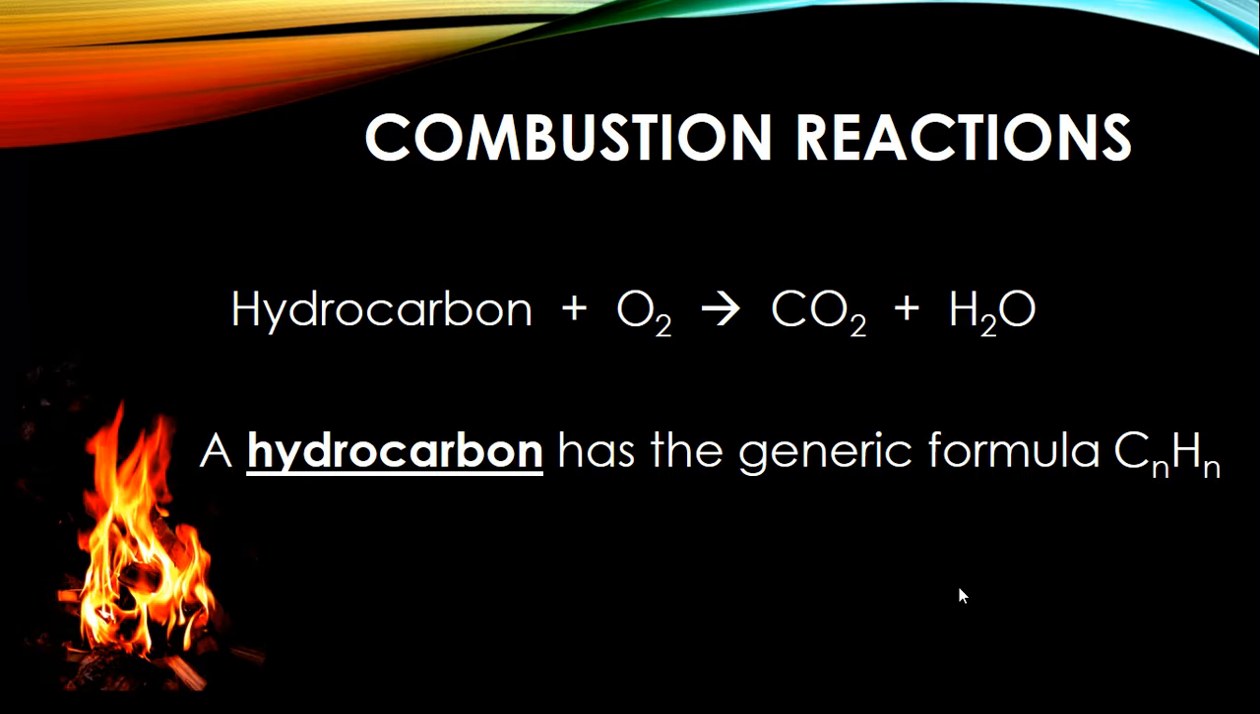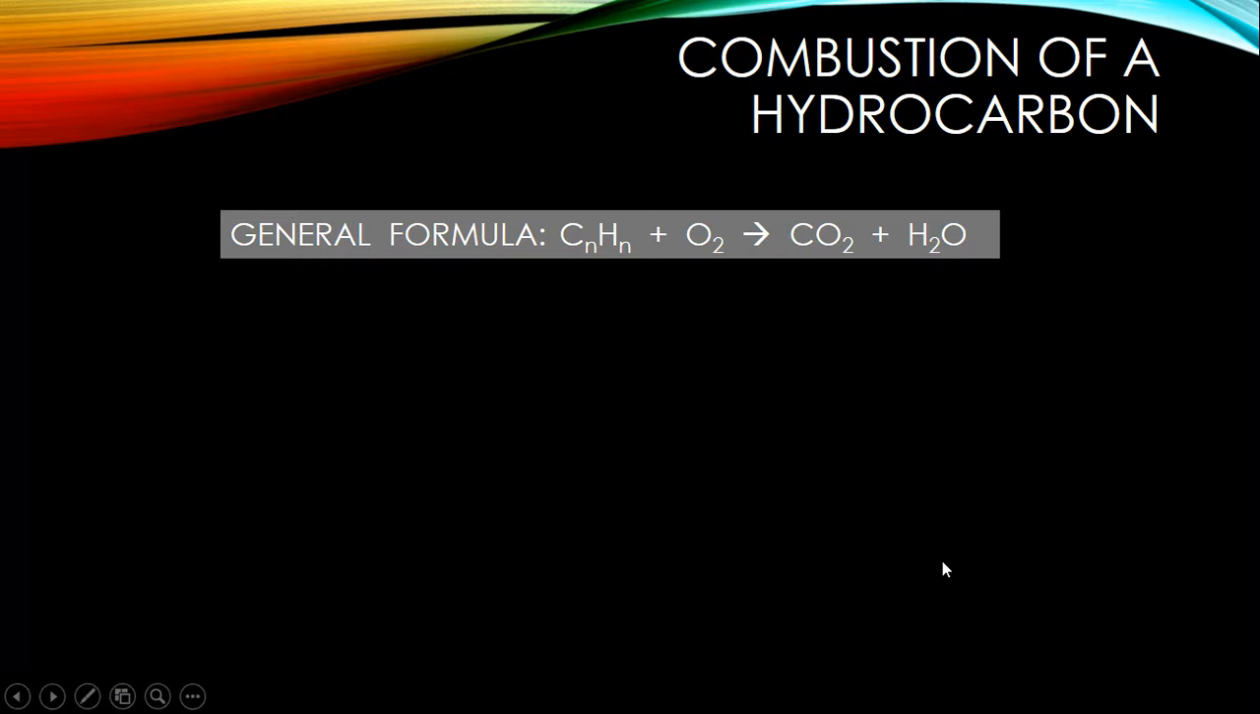So this always has the form of a hydrocarbon plus O2, or oxygen, and it always produces carbon dioxide, or CO2, and H2O. A hydrocarbon is just something that is made of carbon and hydrogen. All right, so n is some number of each of those. So this is the general formula.